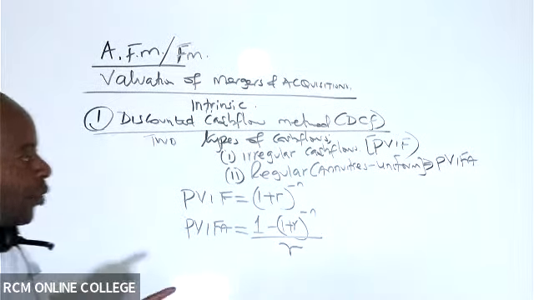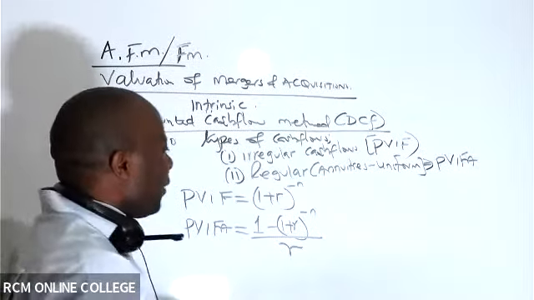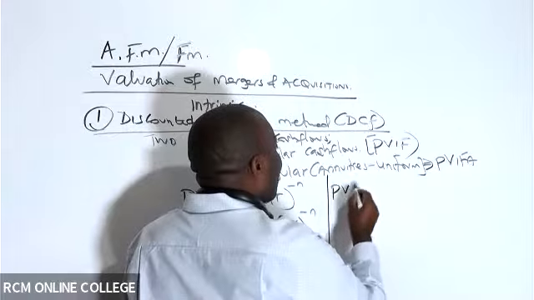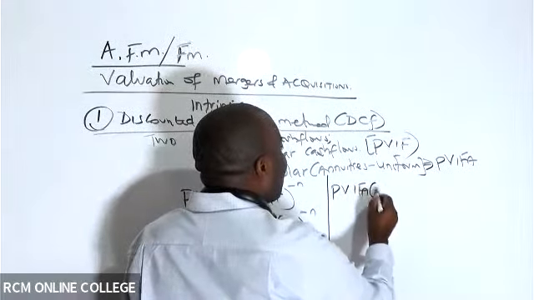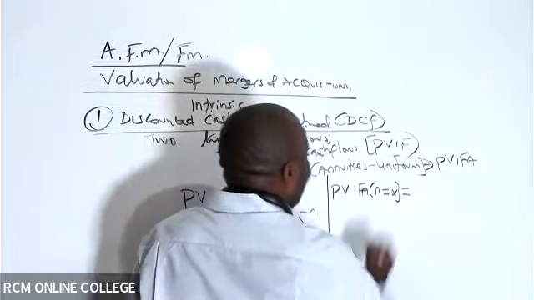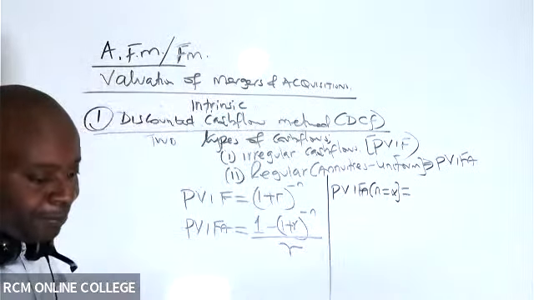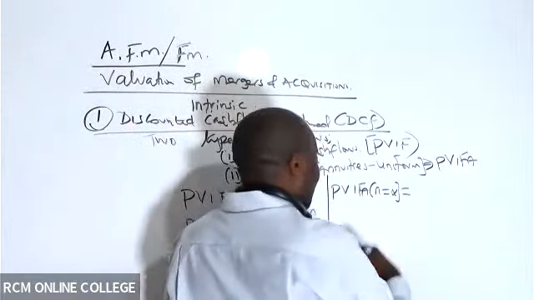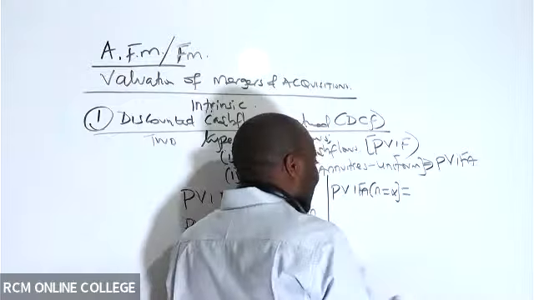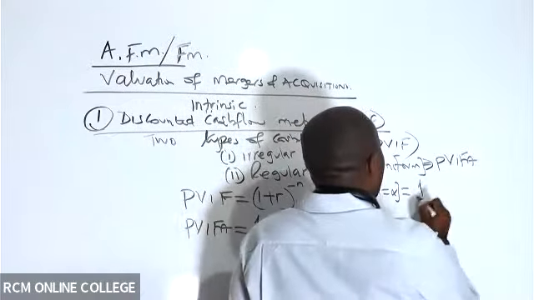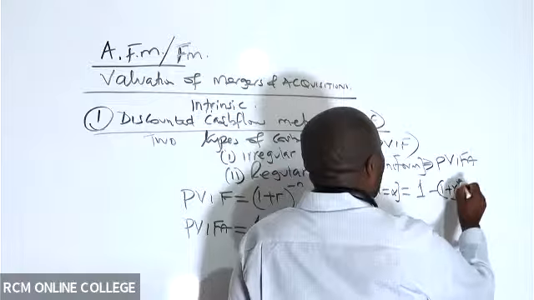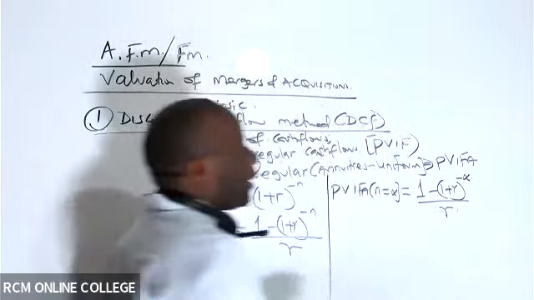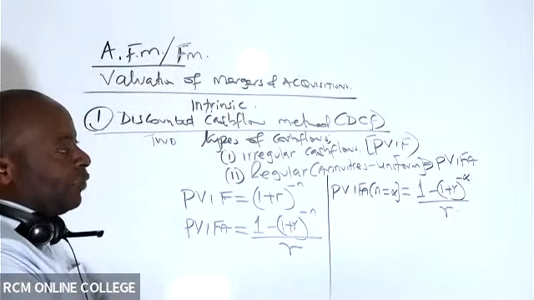And then, of course, it cannot go without us mentioning something very important. What about a situation where we want to get PV-FA, but this time around, when N is infinity? So when N is infinity, my good students, of course, perpetuity, without an end, this will be 1 minus 1 plus R raised to negative N, over R. Now our N is infinity.